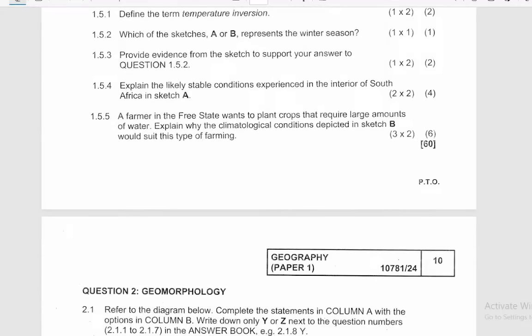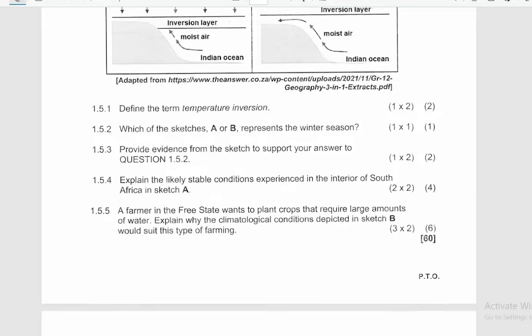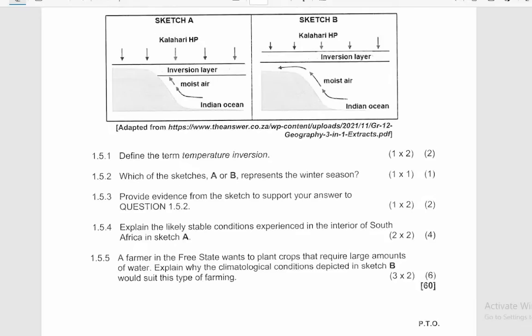A farmer in Free State wants to plant crops that require large amounts of water. Explain why the climatological conditions depicted in sketch B would suit this type of farming. Our sketch B here is allowing warm and moist air. Why would this suit the farmer to produce crops that require large amounts of water? Basically, the question is asking you to explain how we would have high rainfall over the interior because of the situation happening on that sketch.